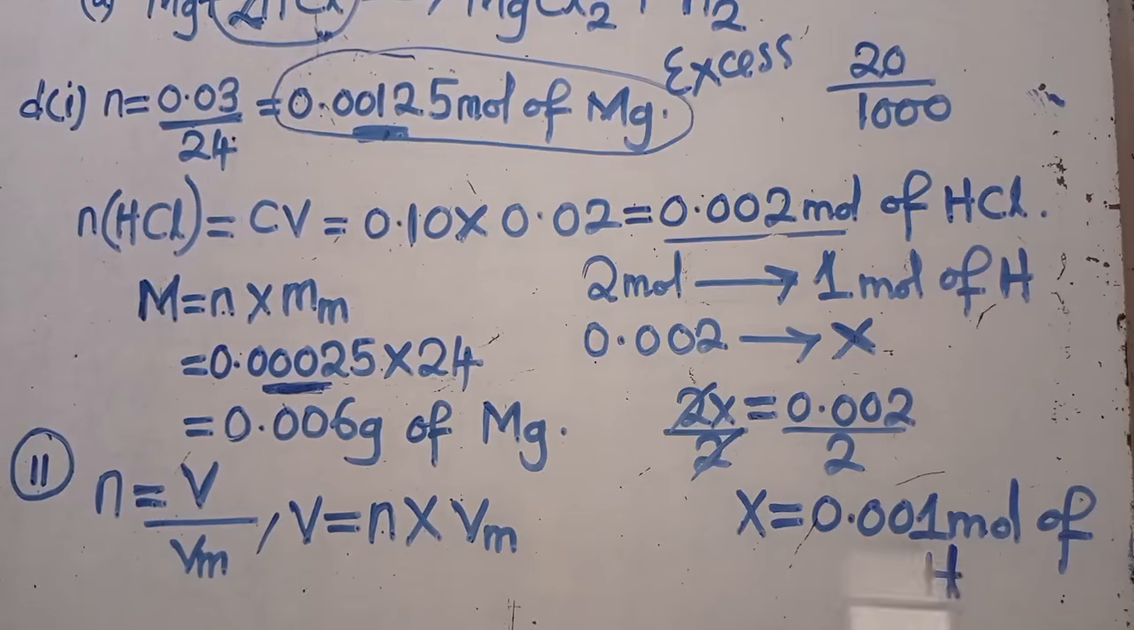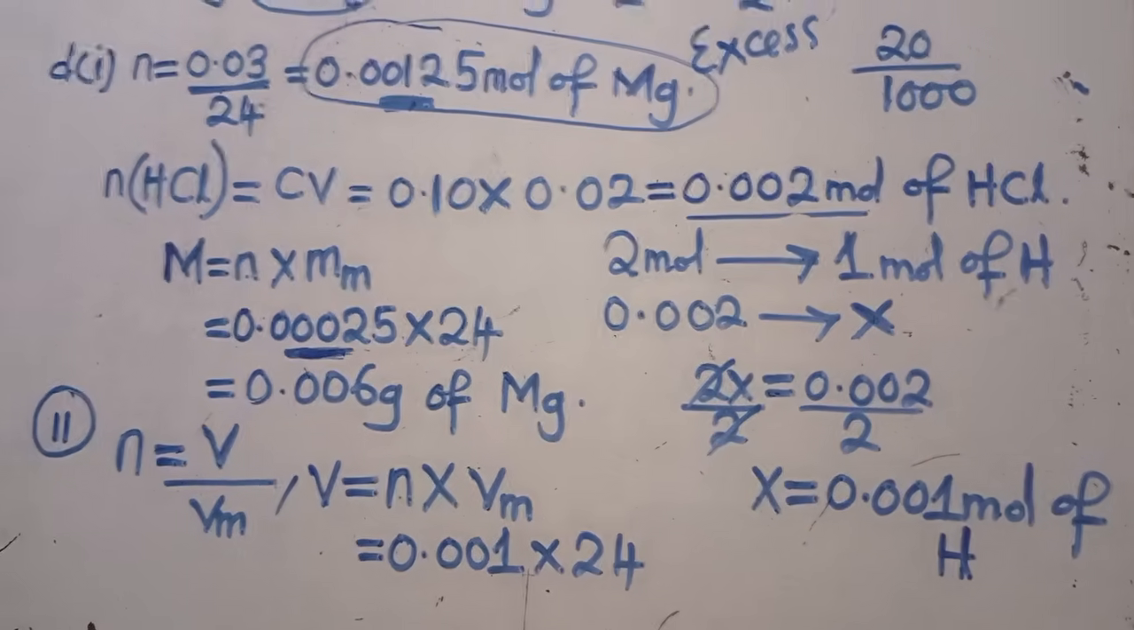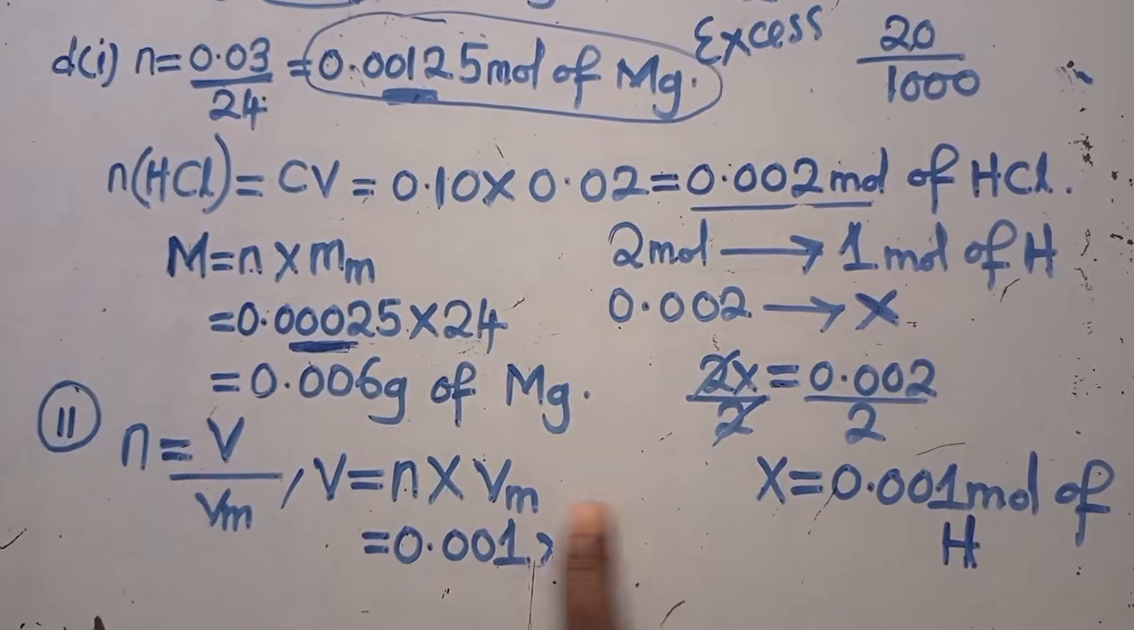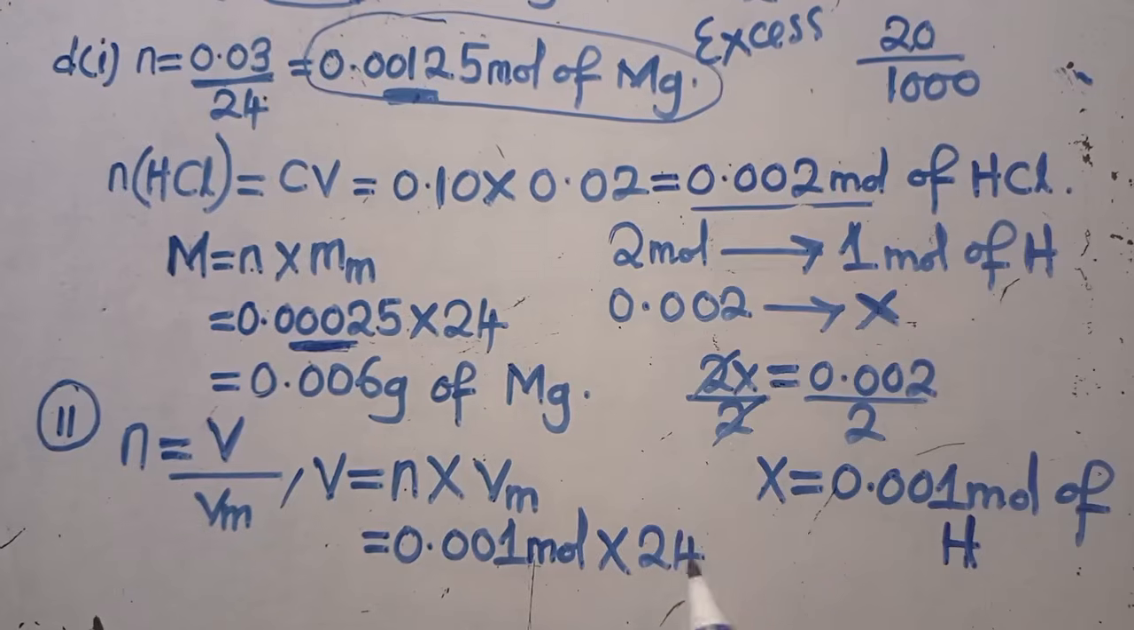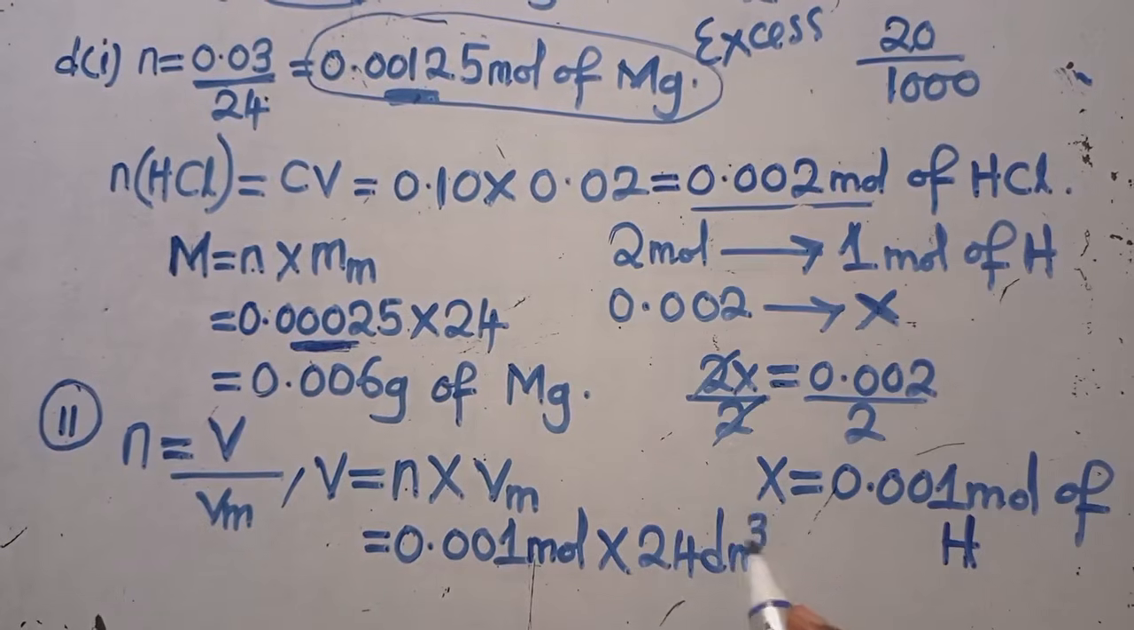Then it is this one now that I'm going to put there. Volume is equal to number of moles, 0.001, times molar volume at STP, which is 24. Then what is the answer? We are saying molar volume. If I was to include the units, some of you get to make mistakes. I will say 24 cubed decimeters per mole. This is what you're supposed to write.